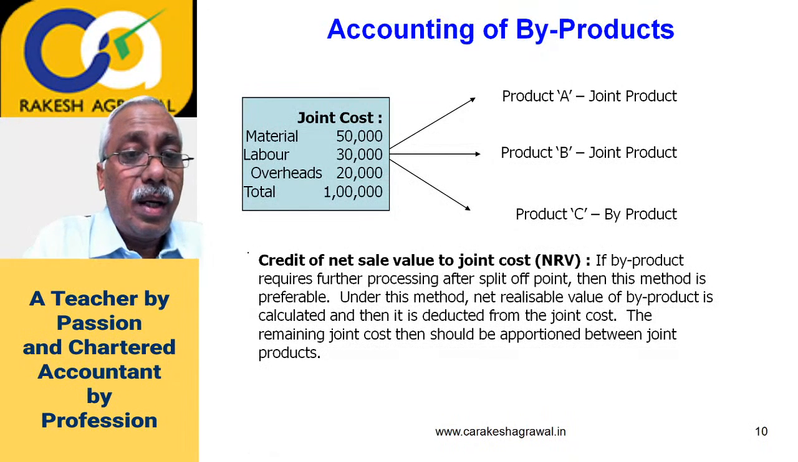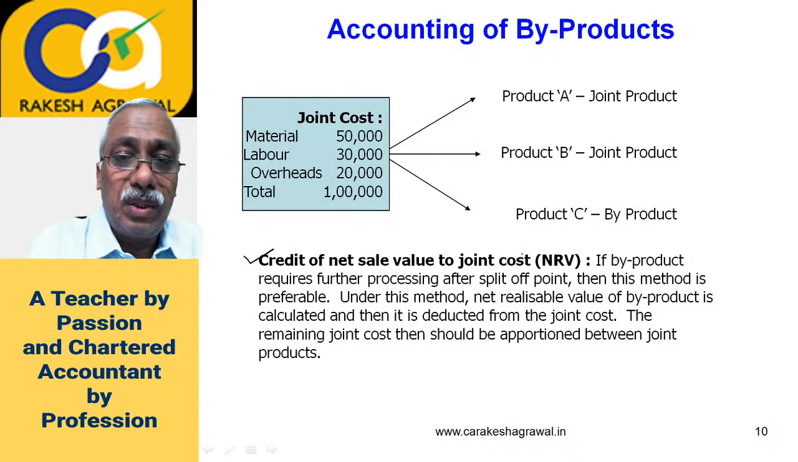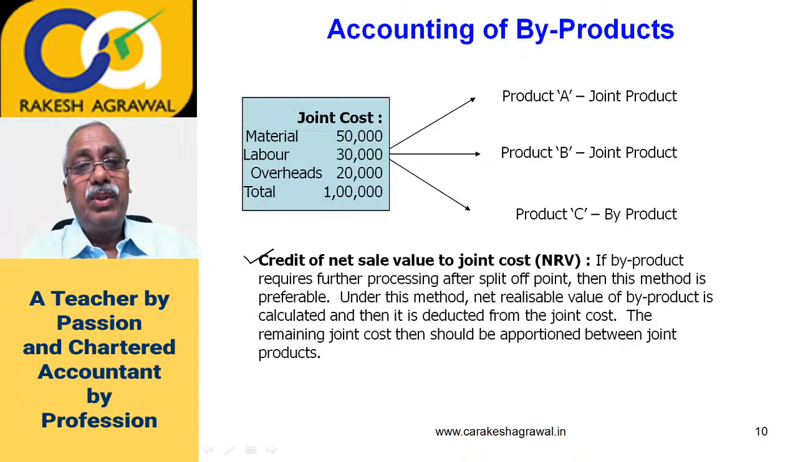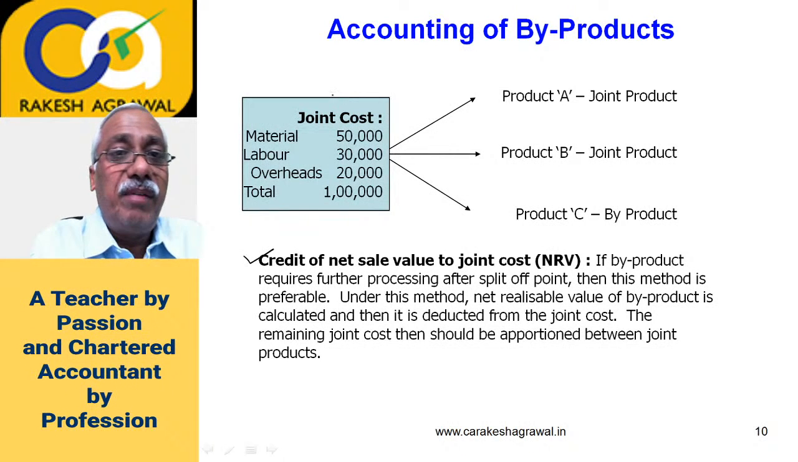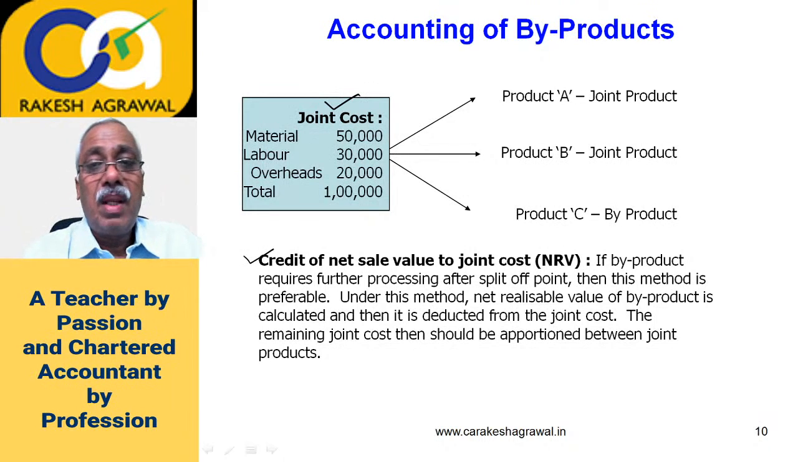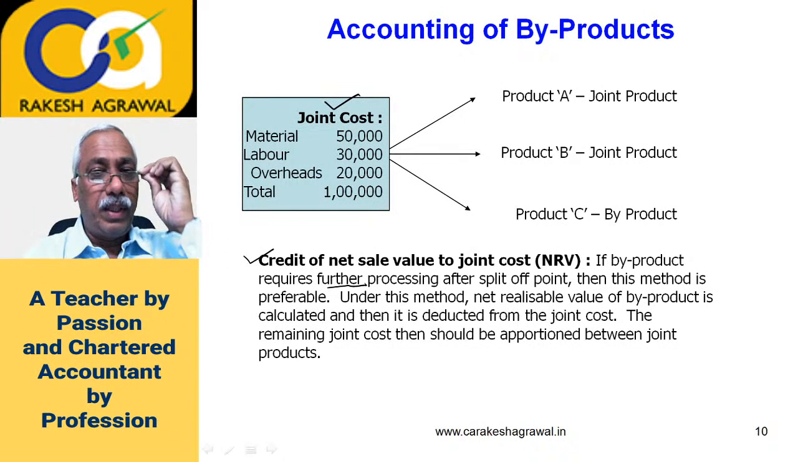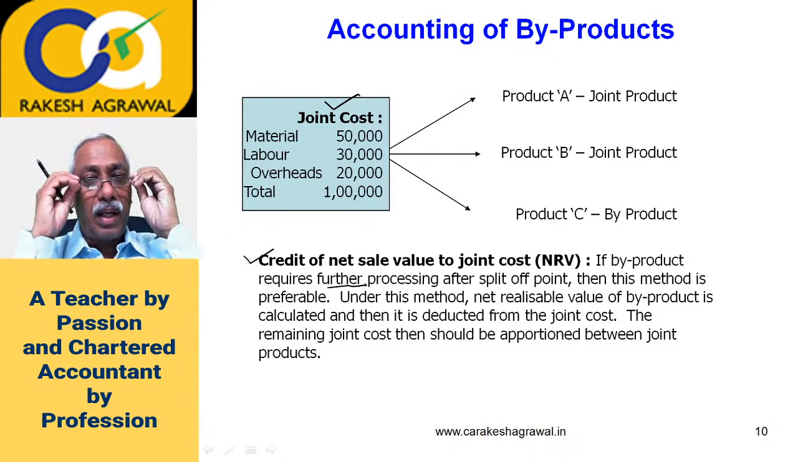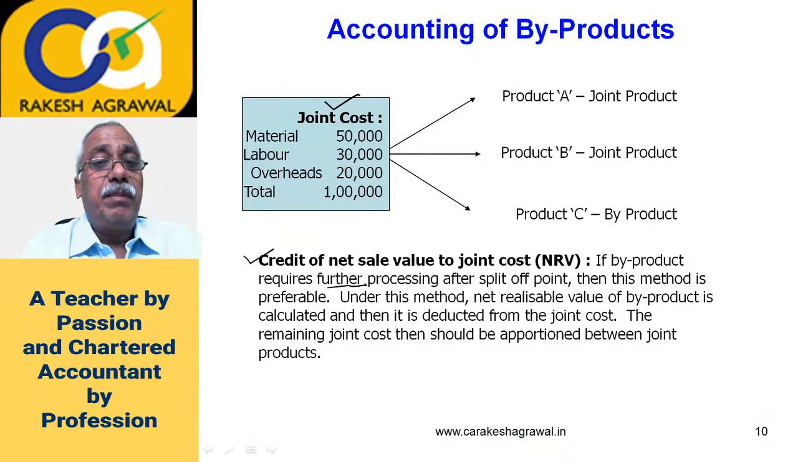Next, credit of net sale value, that is net realizable value, to joint cost only. Whenever I say credit to joint cost, it means credit to process account, where you have debited this joint cost. Where you have debited, credit it in the same account. Now see what is written. If byproduct requires further processing after the split off point, it means the byproduct is not readily sellable at split off. It requires some processing after split off. Then this method is preferable.